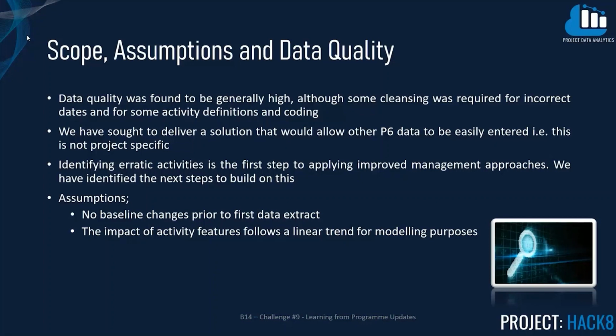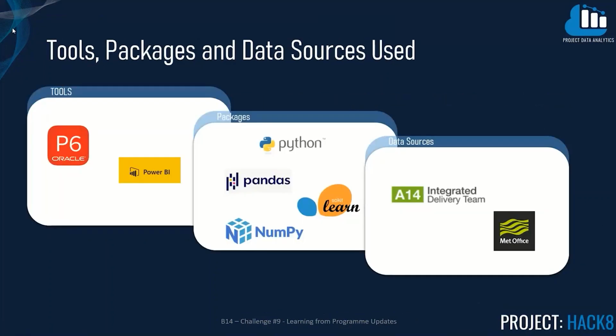Assumptions we have made during the weekend. There were no baseline changes prior to the first extract date, which was September 18, and our model follows a linear trend with the variance due to time constraints. Here are some of the tools, packages, and data sources we have used.